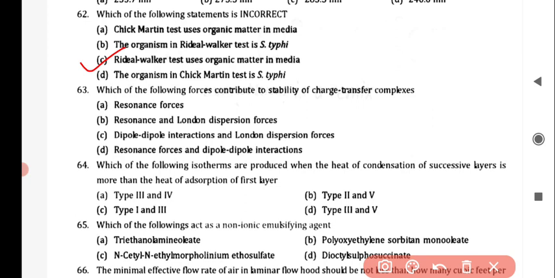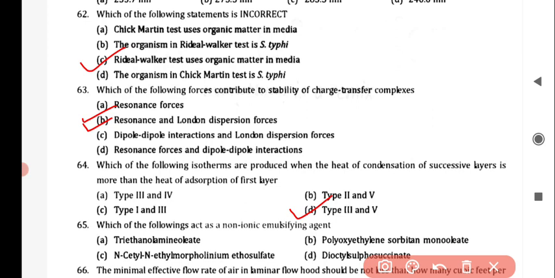So which of the following forces contribute to stability of charge transfer complexes? And the correct answer is option B, resonance and London dispersion forces. Next question is, which of the following isotherms are produced when the heat of condensation of successive layers is more than the heat of adsorption of the first layer? So the correct answer is option D, type 3 and type 4.